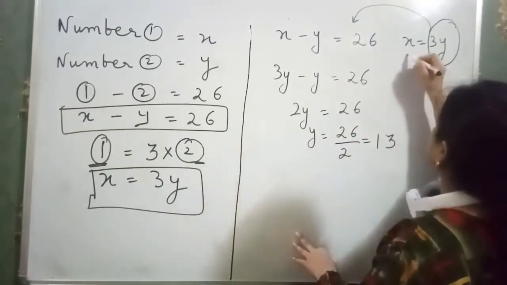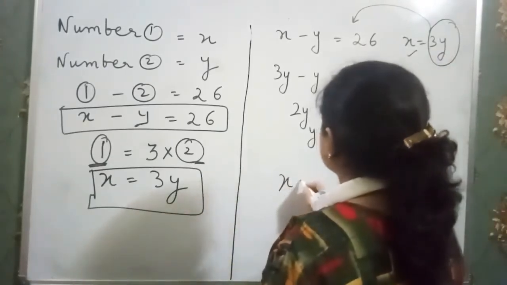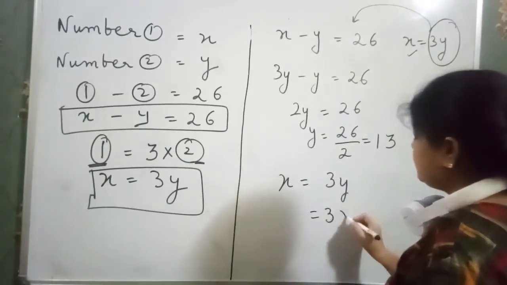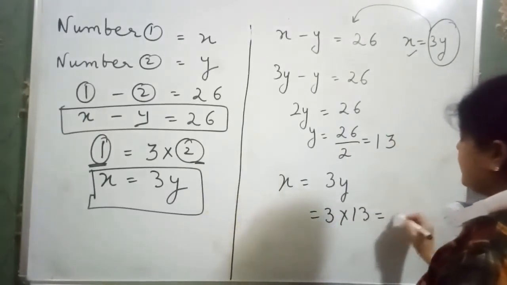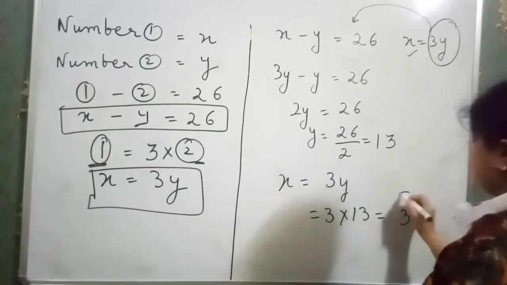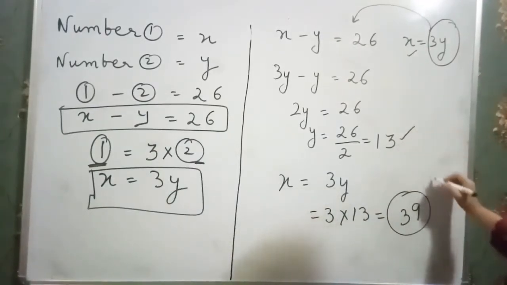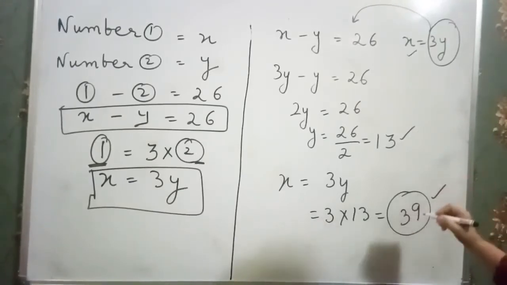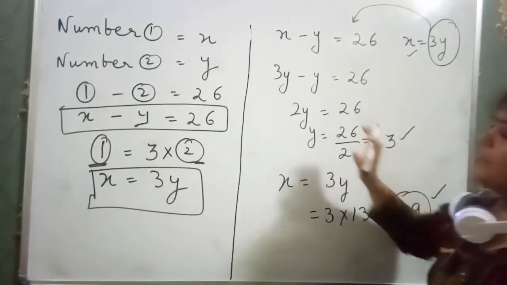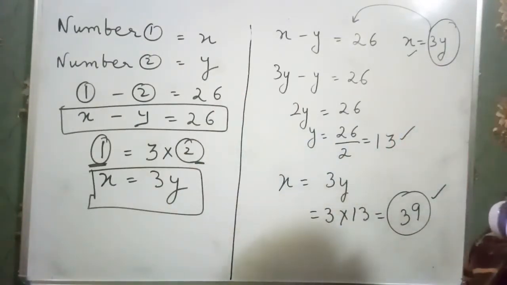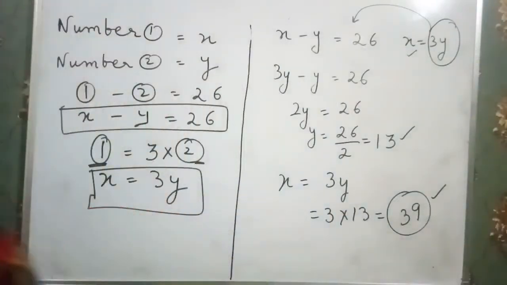Clear? Now, find the value of x, which is equal to 3y. So we multiply 3 into 13 and we get 39. So the first number is 13 and the other is 39, and when we subtract these, we get 26. Now, I am going to explain the second type of question having some different concept. Just note it down for a while.